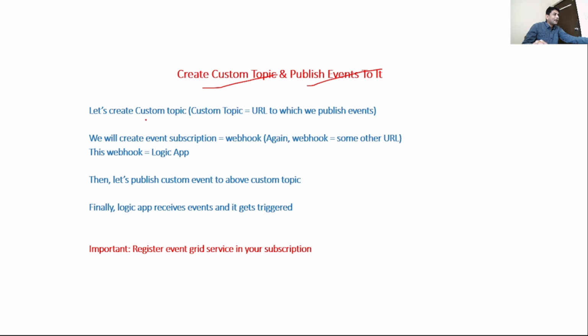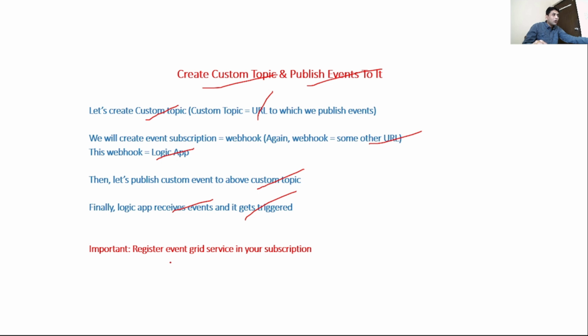So again we will create our custom topic. So guys, in simple words, consider custom topic, it is nothing but just a URL or endpoint. Then we will create webhook as event subscription. So again this webhook also is some other URL, and this webhook or this URL represents our logic app. Then we will publish our custom event to this custom topic, and finally of course this logic app will receive that event and that logic app will get triggered. Okay, so I hope you have understood the requirement.